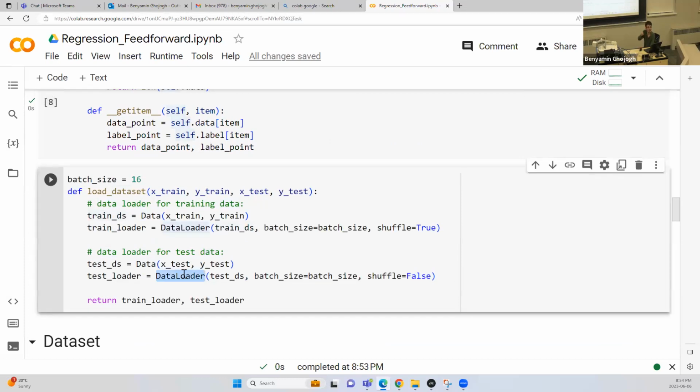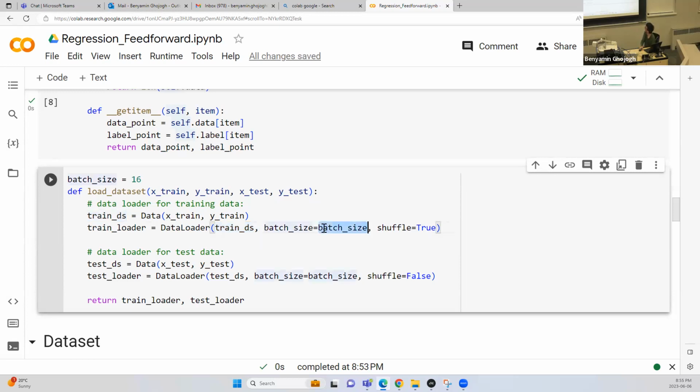Data loader gets an object of data. Data loader is from torch, which we imported. I pass this train DS to data loader. It also gets batch size. Why? In mini batch stochastic gradient descent, we need batch size. Also in Adam, in the slides, we talked about one sample, but you can have summation in the gradient of Adam to become mini batch Adam, right?